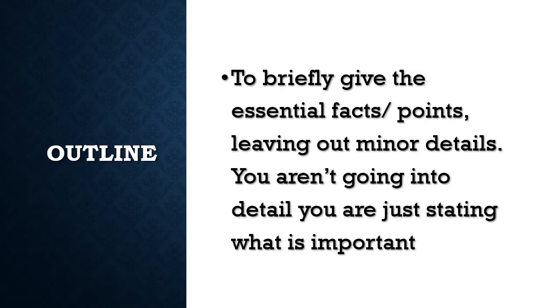Outline does come up quite a bit, and a lot of people get confused by this one. So you briefly give the essential facts and points. You're leaving out the minor details. You're going, okay, this is what altered state of consciousness is. The characteristics are this and that. But you're not going into a great amount of detail. You're just giving general dot points of it.